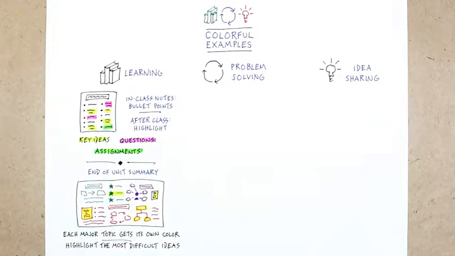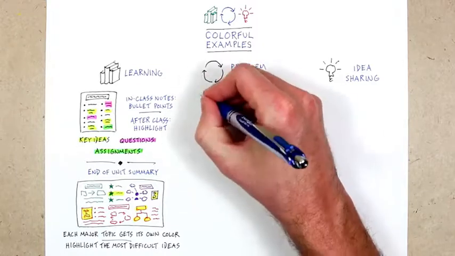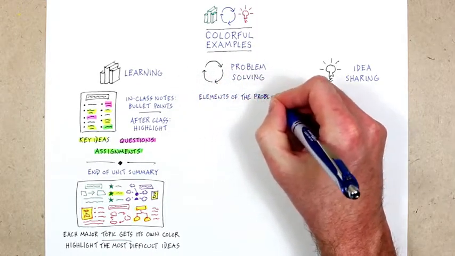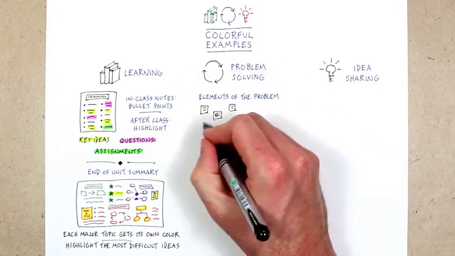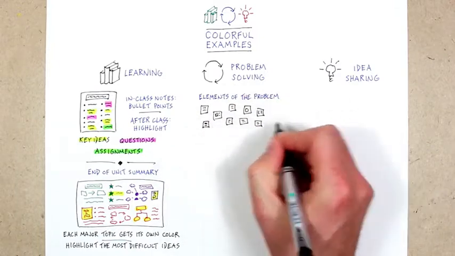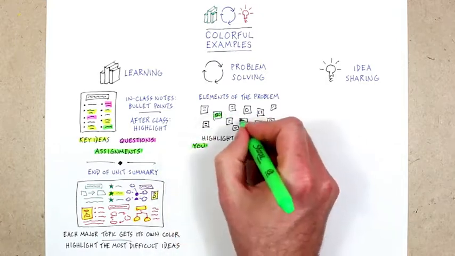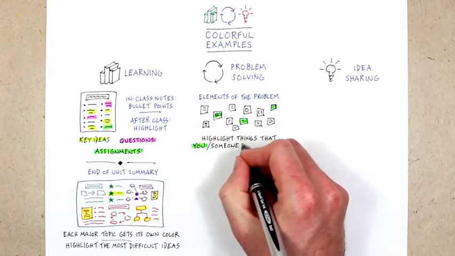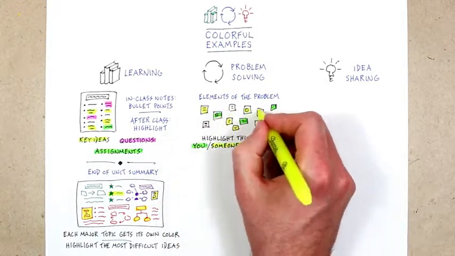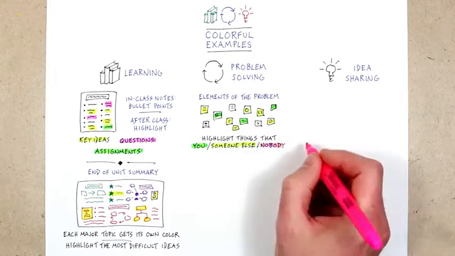Let's look next at a problem-solving example. As a first step in solving a particular problem, you might get each individual element of that problem down on a note card or a sticky note. Then you could go through and highlight things that you can impact in one color, things that someone else can impact in a second color, and things that nobody can impact in a third.